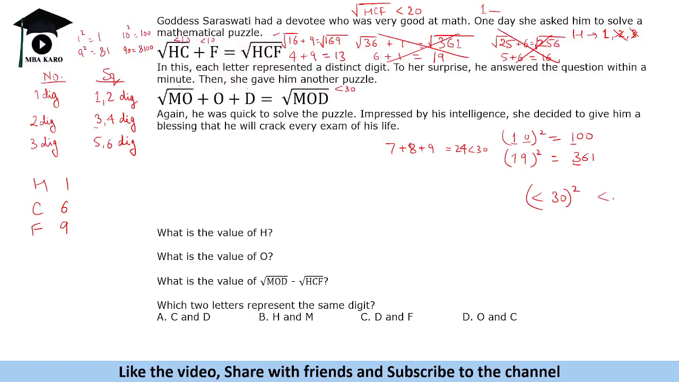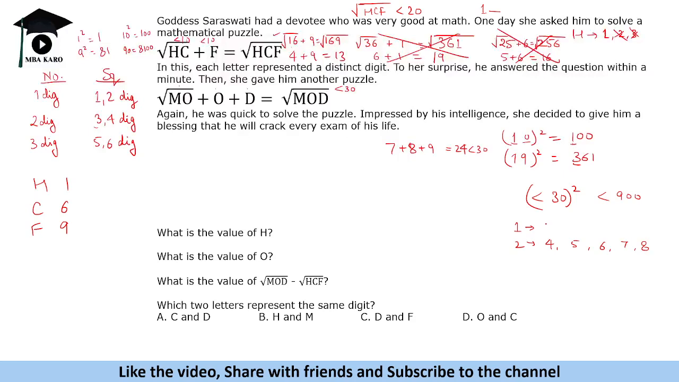Okay, so that is less than 900. So the first digit of the square root of MOD will be either 1 or 2. Either it will be in the line of 10 or in the line of 20, since three digits added can give a two-digit number. If we have it in the line of 20, that means the square can start from 4, 5, 6, 7 till 8.